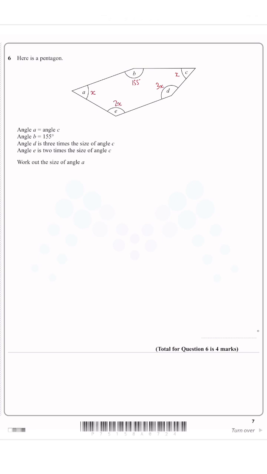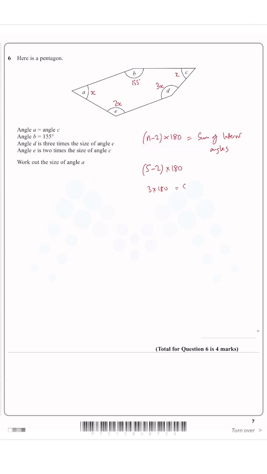Now, for me to find the interior angles of any given polygon, I use the formula n minus 2 times 180. That equals the sum of interior angles. My number of sides is equal to 5. So I have to take away 2 times by 180, and that becomes 3 times 180.